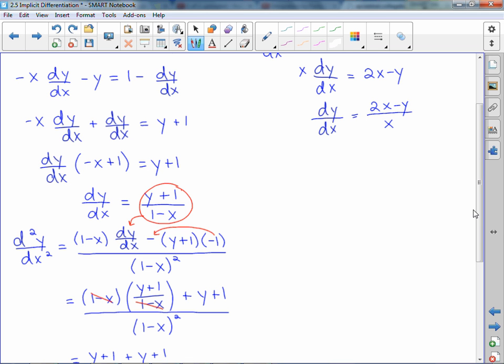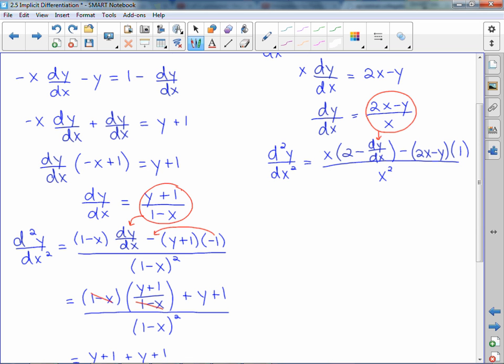Again, we're going to have a quotient rule. So d2y dx squared equals bottom times the derivative of the top, which is the derivative of 2x is 2 minus the derivative of y is 1 dy dx, minus the top times the derivative of the bottom, all over the bottom squared. All right, step number 1, I want to go ahead and replace the first derivative with what it's equal to.